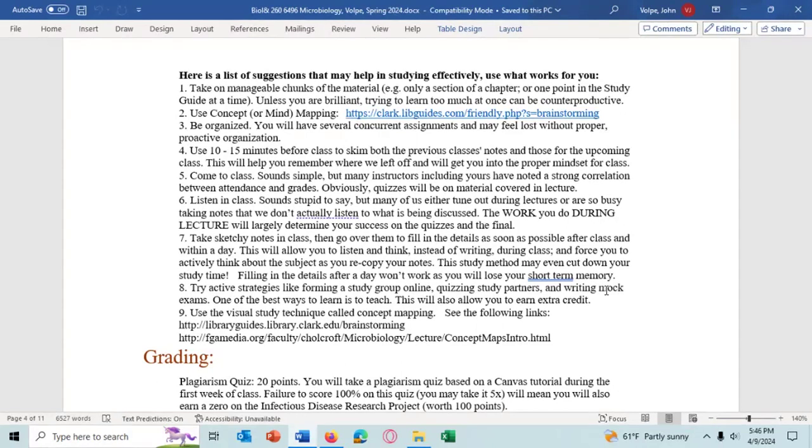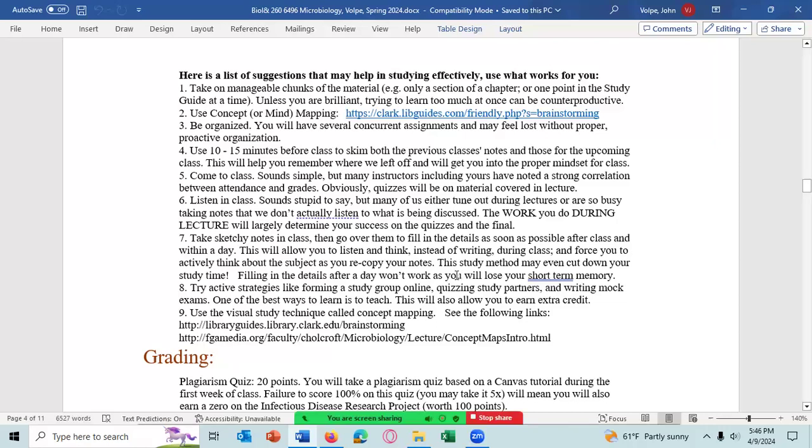Listen in class. It sounds stupid to say, but many students tune out the instructor and just write notes. You need to listen as well as write notes. And then what you should do is take sketchy notes and then go over them within 24 hours. Preferably go over them immediately after the class because your short-term memory will disappear in 24 hours, and then you will not be able to add to the notes. So go over your notes within 24 hours as soon as you can, and then add to the notes.